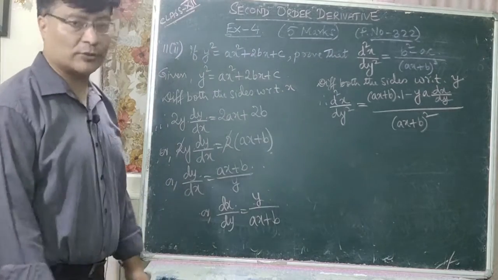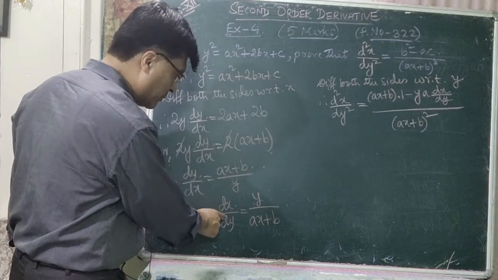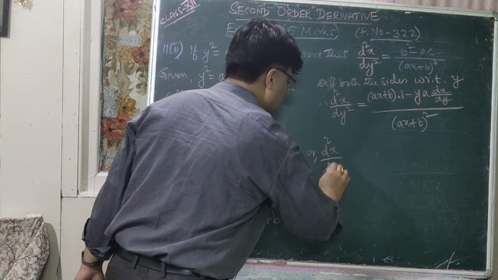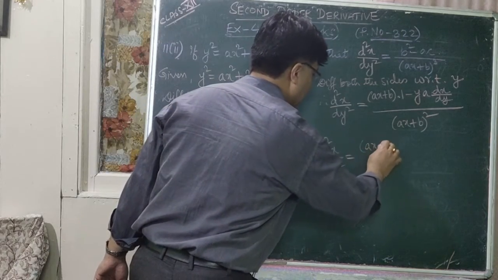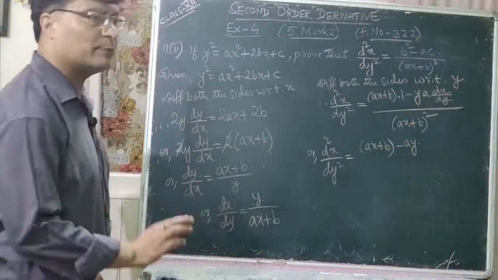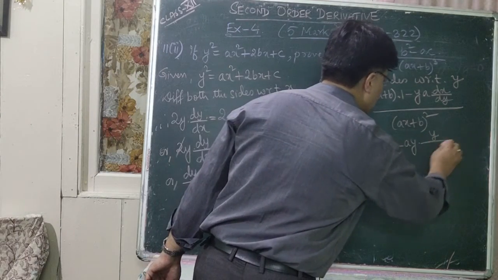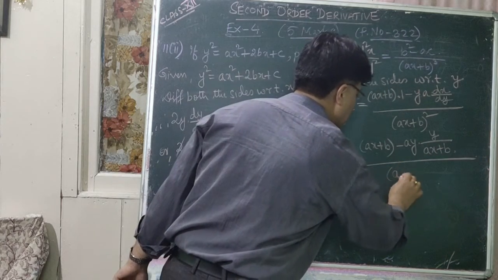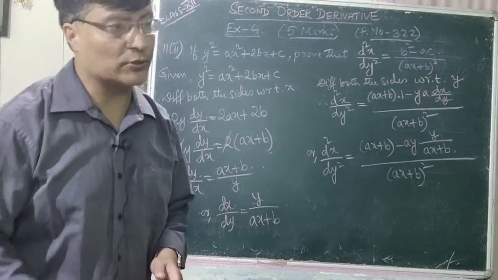So I think you have understood it. Okay, so we can put the value for dx by dy here. What is the value for dx by dy? It is y upon ax plus b. So now d2x by dy square is equal to ax plus b into 1 is ax plus b, minus ay into, now let us put the value for dx by dy, which is y upon ax plus b, this whole divided by ax plus b whole square. So I think you have understood it.